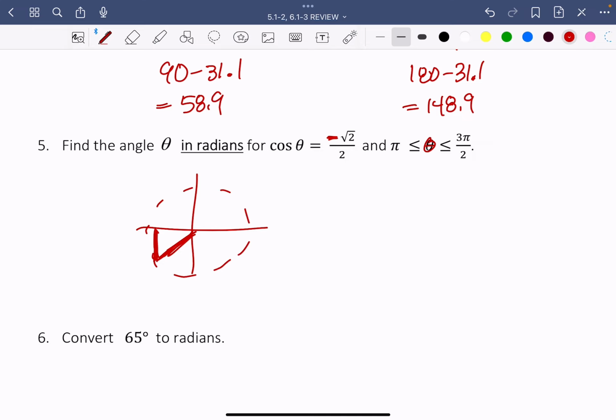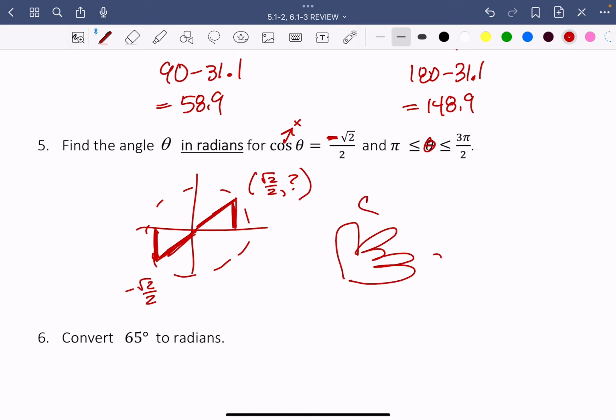Excuse me, I know that cosine is negative square root of 2 over 2. That means I have some reference angle over here where the x-coordinate is the square root of 2 over 2, comma something, because cosine is x. So when do I get a cosine of the square root of 2 over 2? Well, if you think about your trig hand, cosine over sine, the square root of 2 over 2 would be pi over 4, right? So pi over 4 must have been the angle in the first quadrant that gets you square root of 2 over 2.